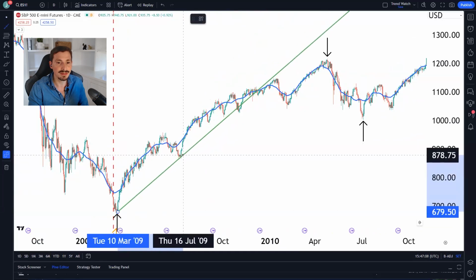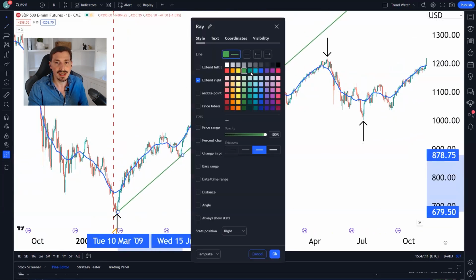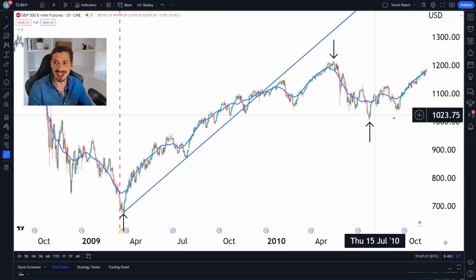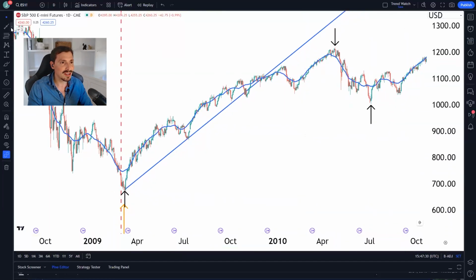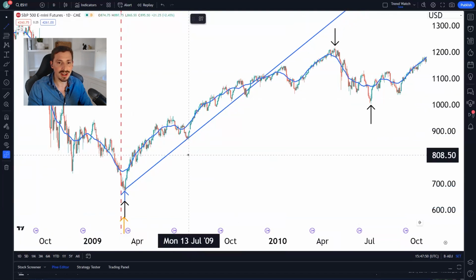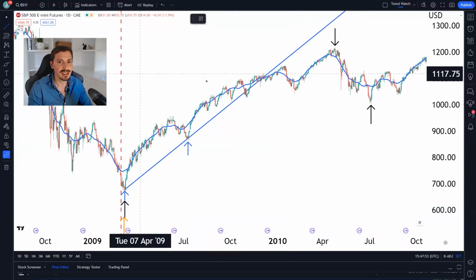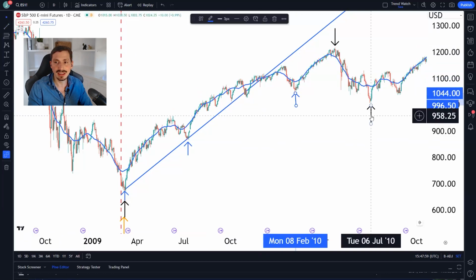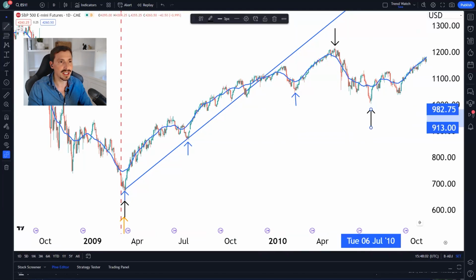Here's a 20-week VTL. Let's make it blue. And what I'm going to show you is that when prices cross the second consecutive low VTL, that is a pretty good short signal for the stock market. Let's highlight all the 20-week cycles that we see here. So obviously we have the March 2009, that's one. Then we have another 20-week cycle low in July 2009, another 20-week cycle low, February 2010, and I think this one is July 2010.